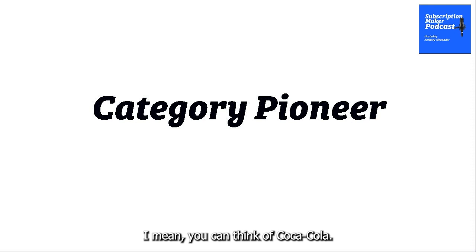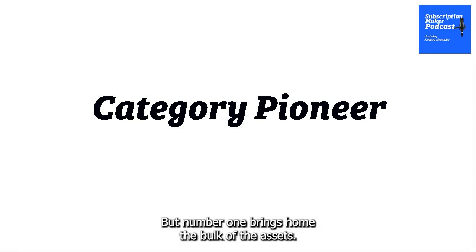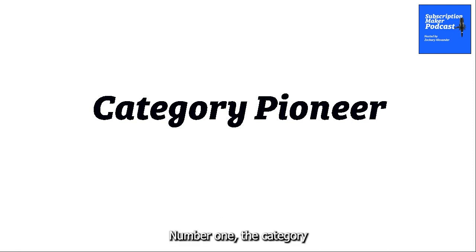I mean, you can think of Coca-Cola. Coca-Cola is a category pioneer. Now, you do have Pepsi, and Pepsi brings home a lot of money. Don't get me wrong. Number two does that. But number one brings home the bulk of the assets. Number one, the category pioneer, is the one that ends up with the bulk of the cheddar.